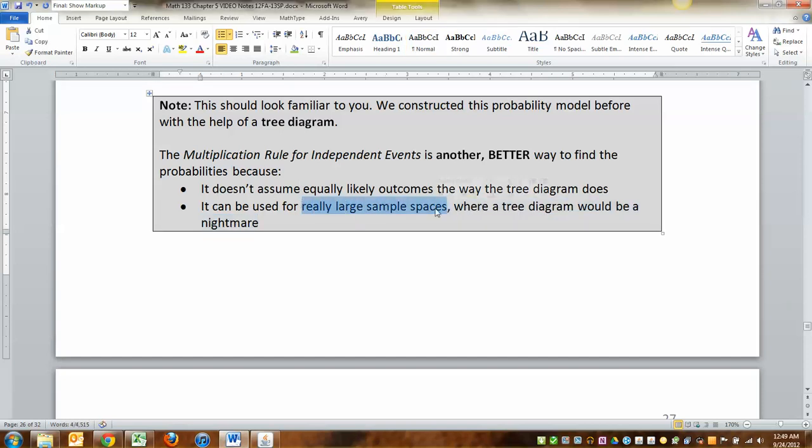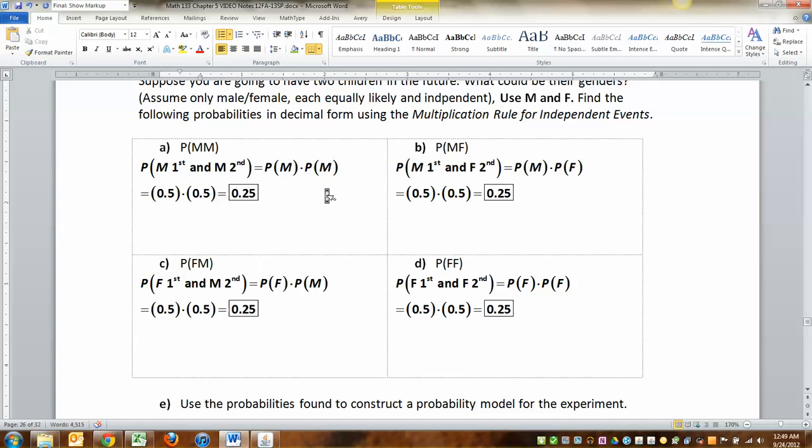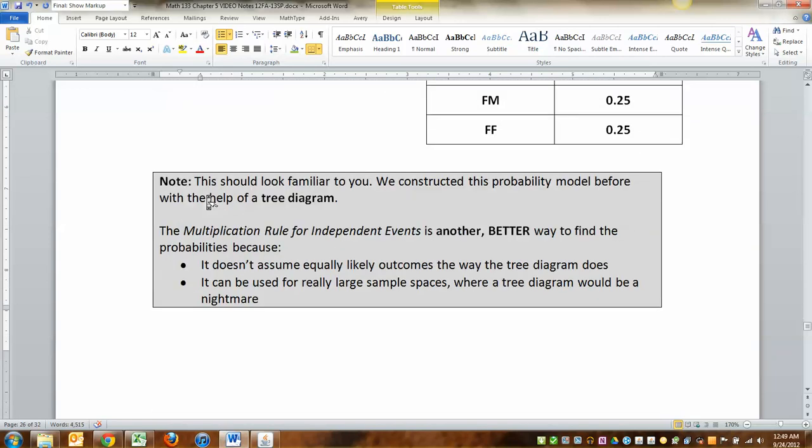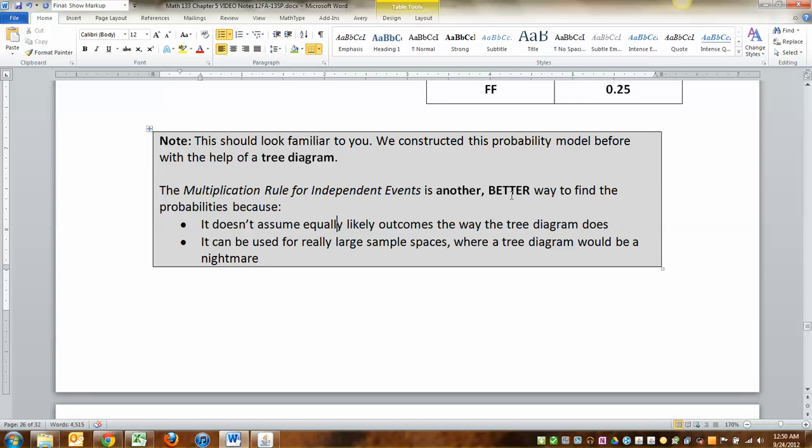Suppose you're having 10 kids, right? This multiplication rule will work. And it doesn't always assume equally likely. When we were doing the tree diagram, you assumed 50-50 every time. But you don't have to with this way. When you have the multiplication rule, it doesn't have to be 50-50, and it'll still work out. Okay? So this is a better way to do it than tree diagrams.